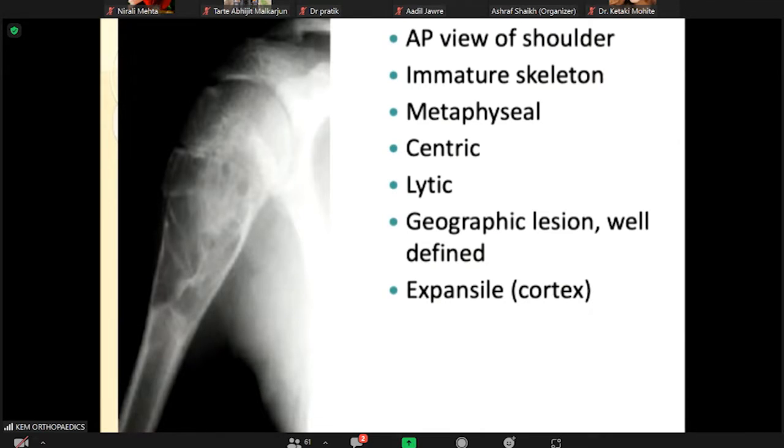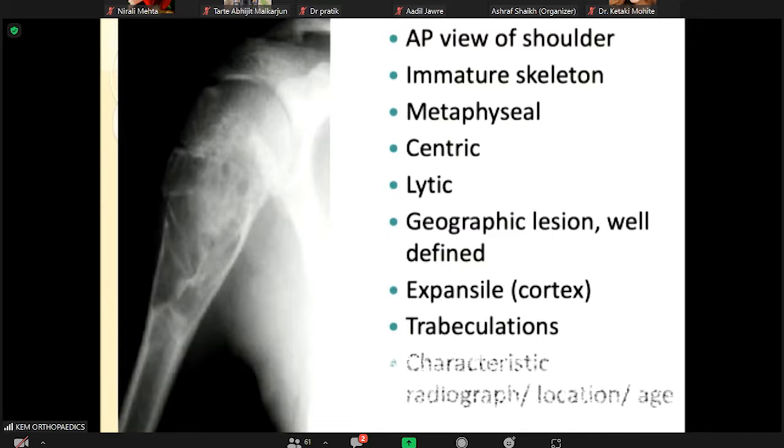Describe always the matrix inside. If you're not able to, you can skip that. It's not always necessary. And the cortex. You can definitely see the cortex around the lesion is thinned out. It is expansile, bloated up as compared to the remaining part of the bone. So describe that, and then you can go to your diagnosis. Okay. So then SBC again.